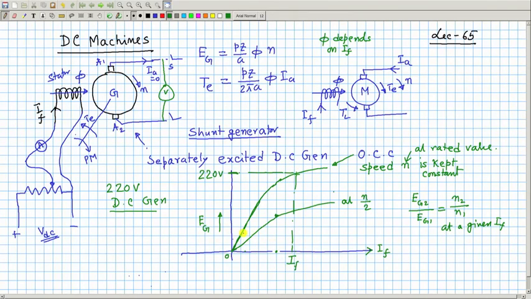This characteristic only tells that you can ascertain or know the value of the field current needed at rated RPM to generate 220 volt if you have the OCC at your disposal. So, this is the thing.